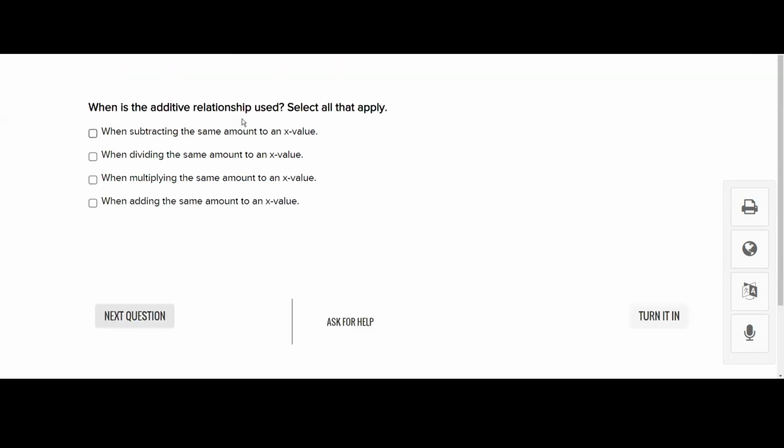When is the additive relationship used? Select all that apply. When subtracting the same amount from an x value, when adding the same amount to an x value, when multiplying. Okay, wait. Dividing, multiplying, okay. Subtracting and adding is additive relationship. Is that clear?